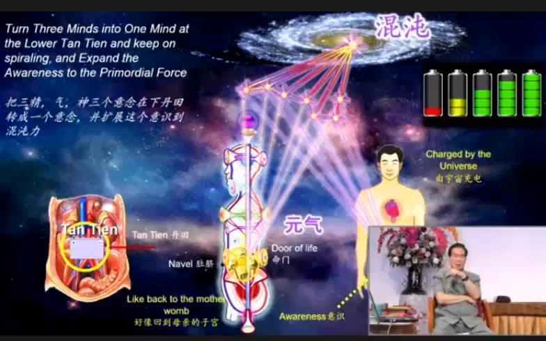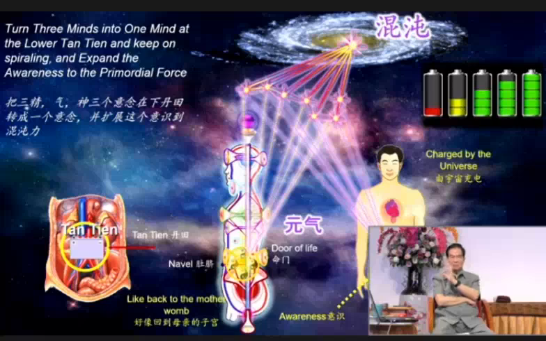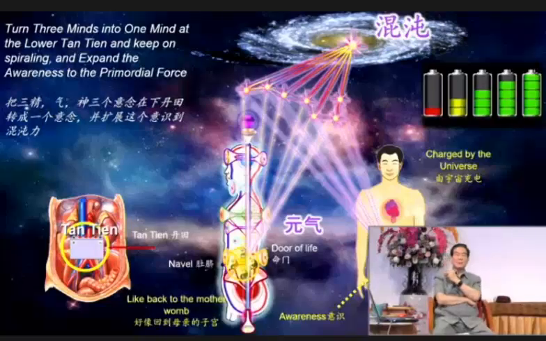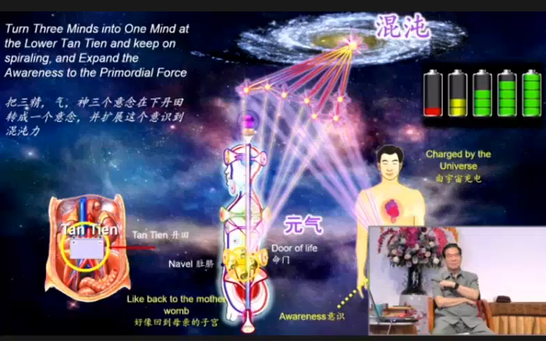Okay. So if you understand this, your Dantian can be charged from the universe. That is very important. Now we only know that you charge your battery when you have a good sleep. That's all. But now you add this practice, you have much more energy.